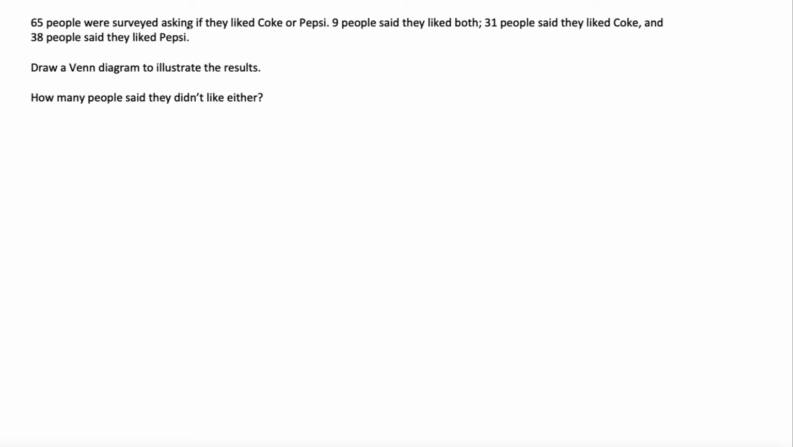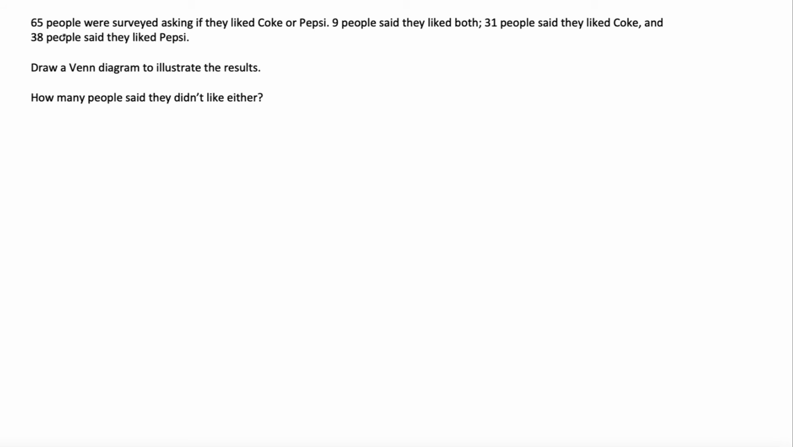65 people were surveyed asking if they liked Coke or Pepsi. 9 people said they liked both, 31 people said they liked Coke, and 38 people said they liked Pepsi. So draw a Venn diagram to illustrate the results, and also answer this question: how many people said they didn't like either one? Now this one looks a little bit tricky, right?